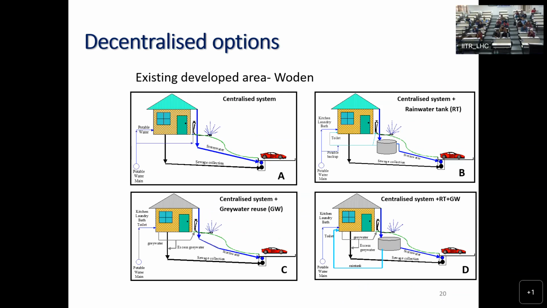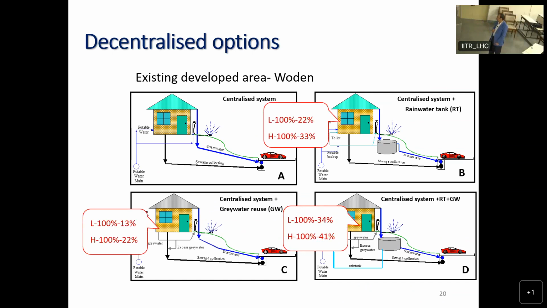So these were the four scenarios which we considered, which are very simple. And we also looked at two types of demand management: high demand management and low demand management. And what we found was that if you are putting rainwater tanks in 100% of the houses, we are able to achieve only a 22% reduction in the potable water.